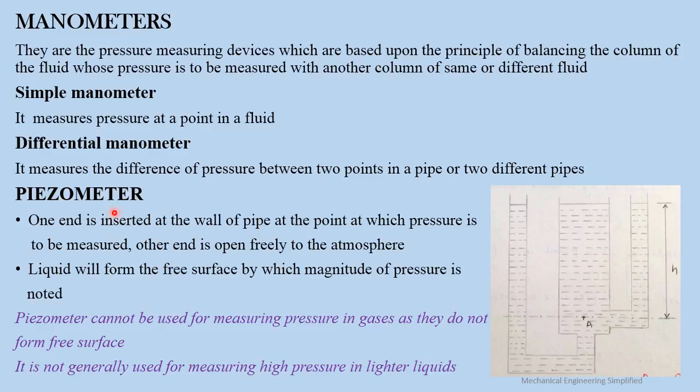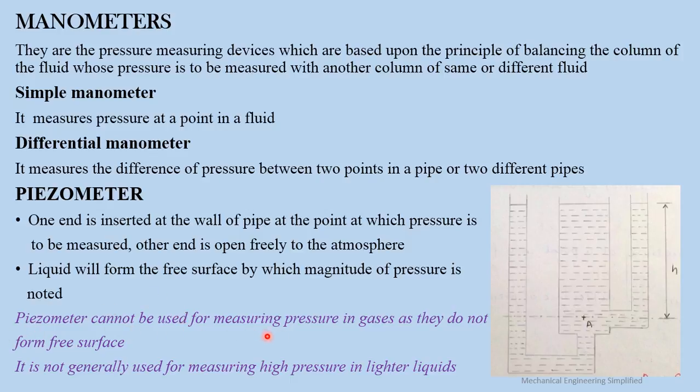Then what is a piezometer? This device is basically a piezometer. One end is inserted at the wall of the pipe at the point where the pressure is to be measured, and the other end is open freely to the atmosphere. The liquid will form a free surface by which the magnitude of pressure is noted. If this is the height h, and the liquid has density rho, you can calculate the pressure at this point. A will be equal to rho g h. That is simple. And please make a note of two important statements here.